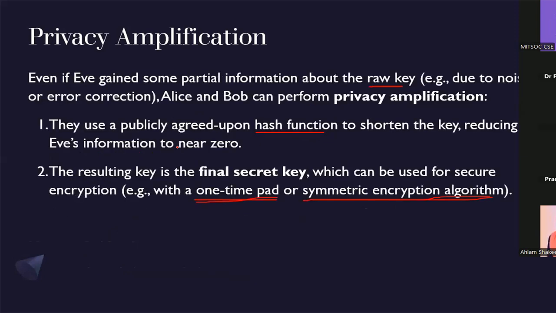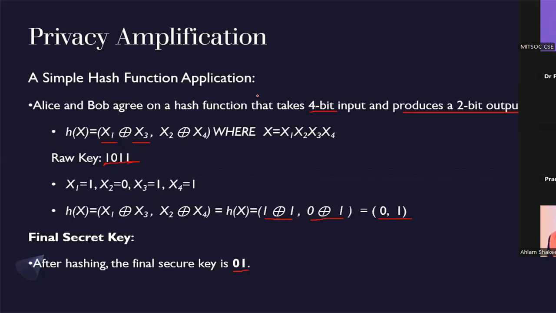In this particular phase only, we can use some kind of functions or mathematical equations to shorten that particular key, because someone might have got partial information about that key. So in the previous steps, we don't have any scope to work on the mathematical equations or functions. But here we have some scope to work on mathematical equations, functions, formulas or algorithms. Through that we can make the privacy amplification process more secure.